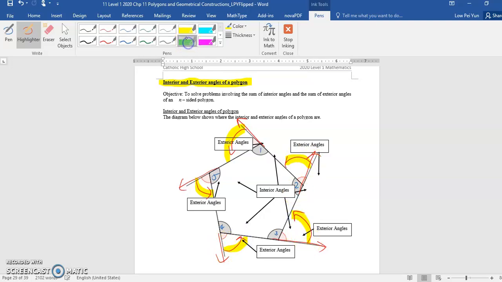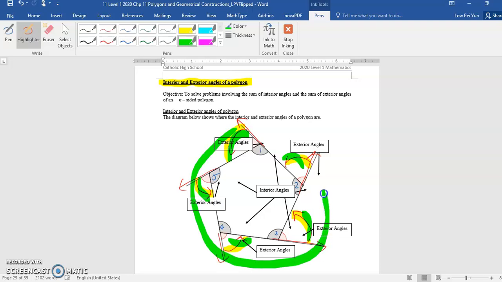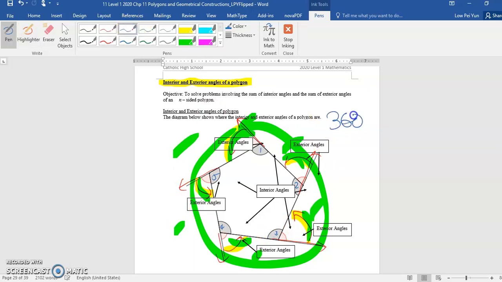Let me use another color. 1, stop here, continue, and 3, 4, 5. Can you see that I'm actually forming a circle outside? And if I were to sum all the exterior angles up, I should get 360 degrees. Sum of exterior angles of this pentagon is 360 degrees.